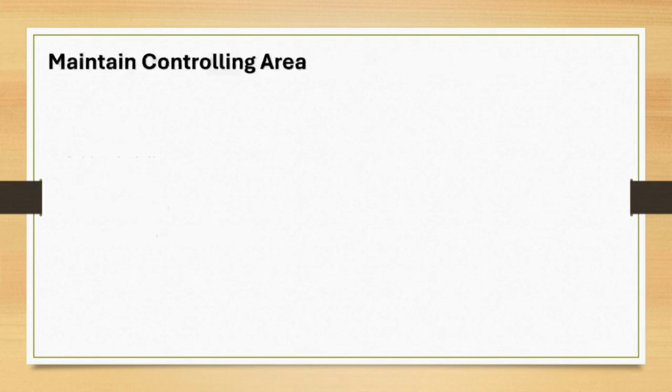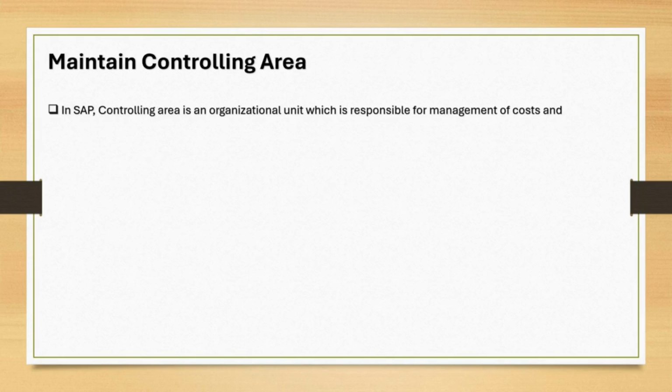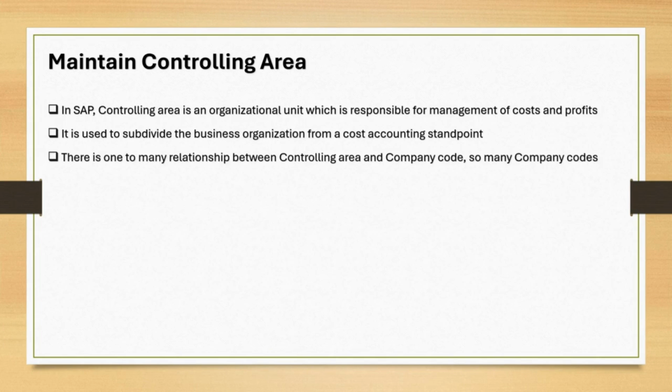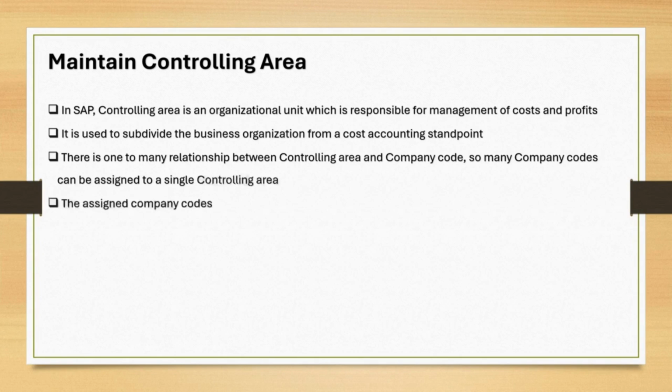And what is a controlling area? In SAP, the controlling area is an organizational unit which is responsible for management of costs and profits. It is used to subdivide the business organization from a cost accounting standpoint. There is a one to many relationship between controlling area and company code. So many company codes can be assigned to a single controlling area. The assigned company codes must use the same operative chart of accounts and fiscal year variant, as we have discussed in our previous lecture.